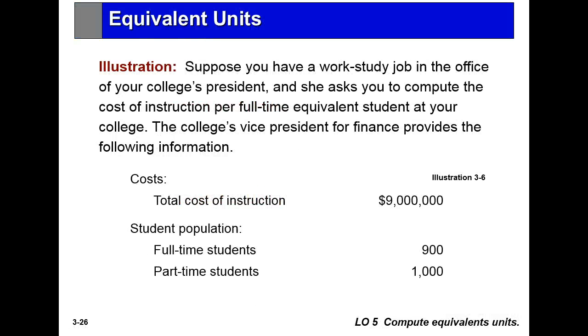So here's an example. Suppose you have a work-study job in the office of your college president, and she asks you to compute the cost of instruction per full-time equivalent student at your college. The college's vice president for finance provides the following information. Total costs are $9 million. Full-time students are 900. Part-time students are 1,000. So we've got some full-time, we've got some part-time.